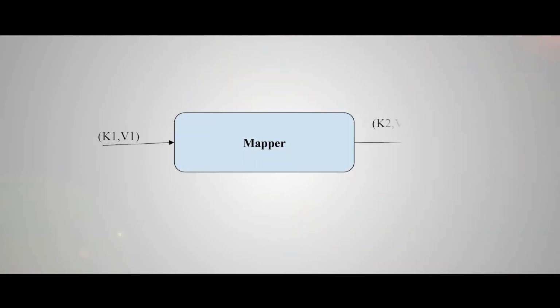A MapReduce program executes in three stages, namely map stage, shuffle stage and reduce stage. The map or mapper's job is to process the input data. It takes input in the form of key-value pairs. The input file is passed to the mapper function line by line. The mapper processes the data and creates the output also as key-value pairs.